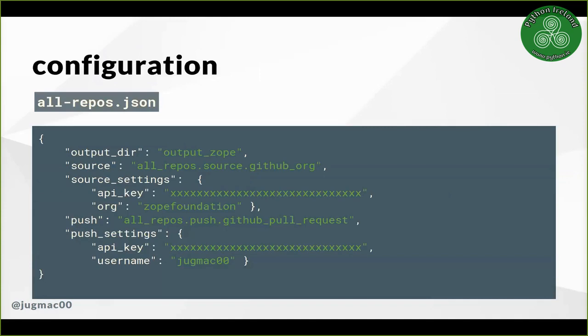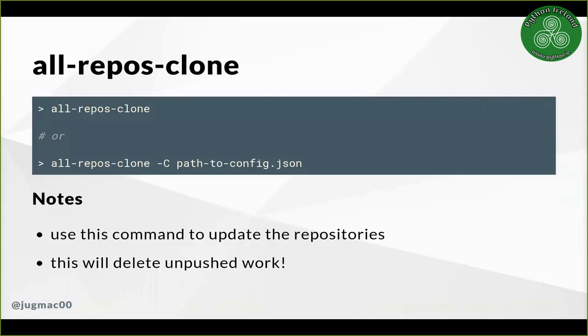Next, you have to configure it. The default file name is all-repos.json. First, you have to define a directory where all repositories get cloned into. Next, you have to specify a GitHub organization. In my case, this is the SOAP Foundation. And next, you have to specify your username and an API key. Then you can use the first and most important command, and this is all-repos-clone.